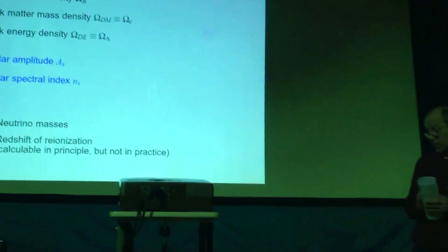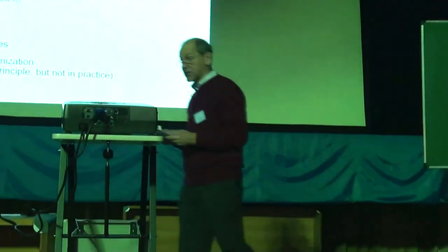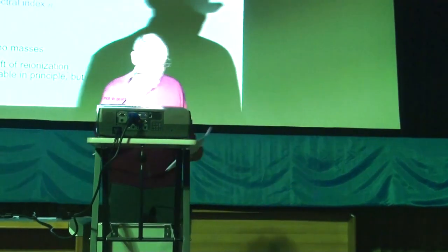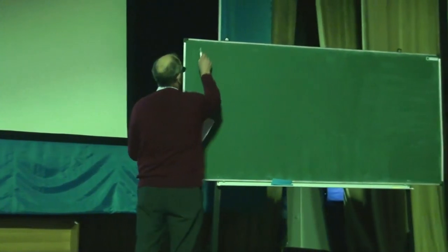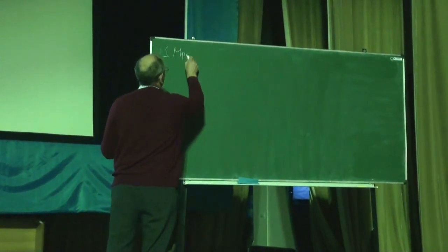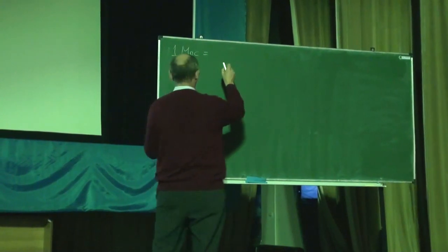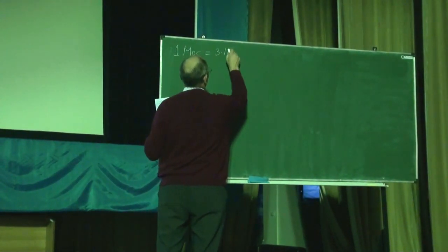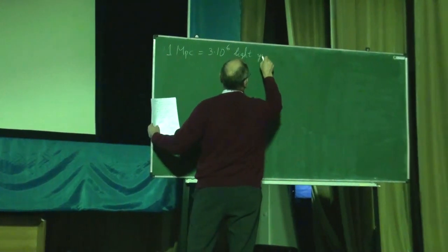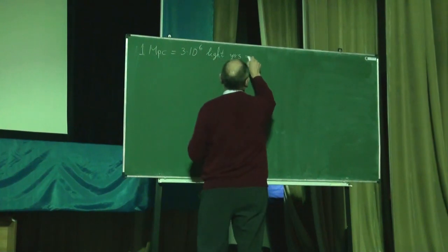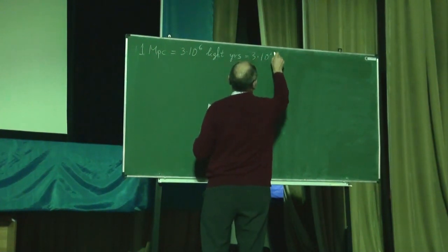First of all, our present universe is homogeneous and isotropic at large scales. We're talking about scales exceeding 200 megaparsecs. And let me mention that 1 megaparsec is 3 million light years, which is 3 times 10 to the 24 centimeters.